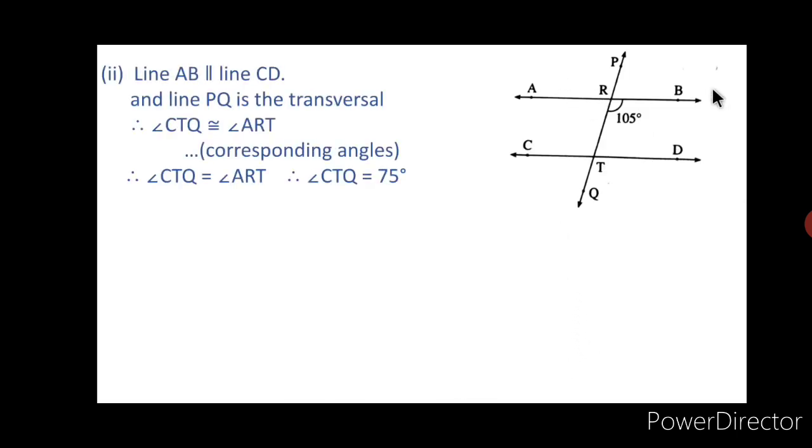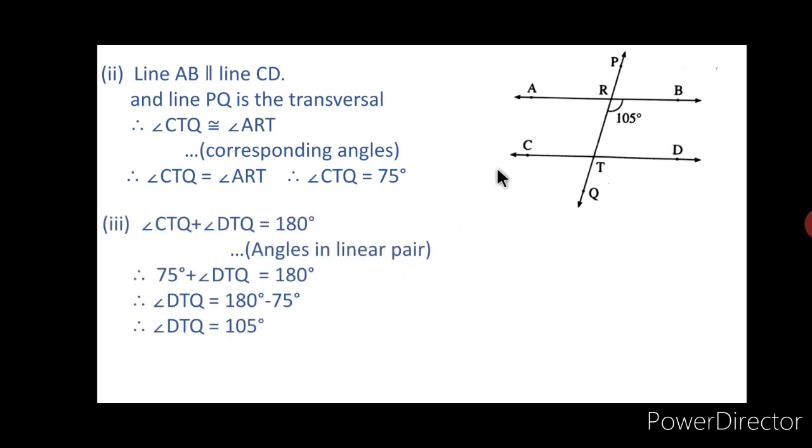Then line AB is parallel to line CD and line PQ is the transversal. Angle CTQ is congruent to angle ART, because these two angles are corresponding angles. Therefore, the measures of these angles are congruent, and therefore we get the measure of angle CTQ as 75 degree. Then angle CTQ plus angle DTQ is equal to 180 degree, because these two angles are in linear pair.